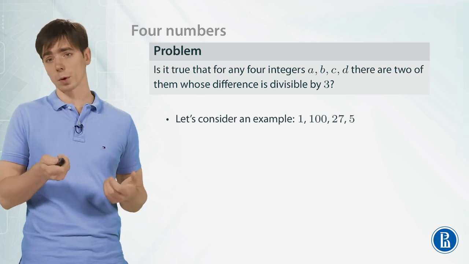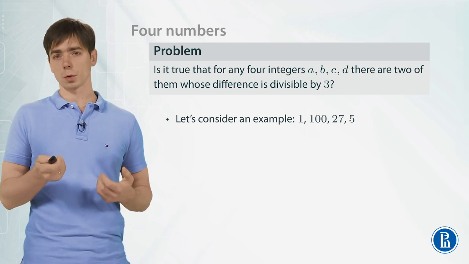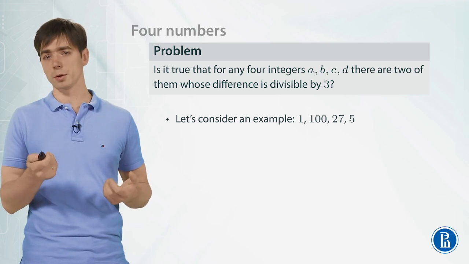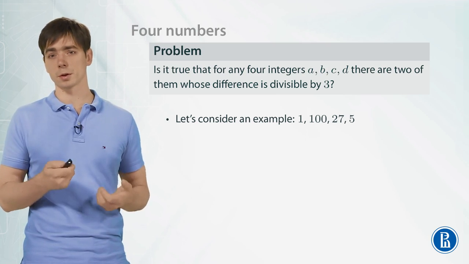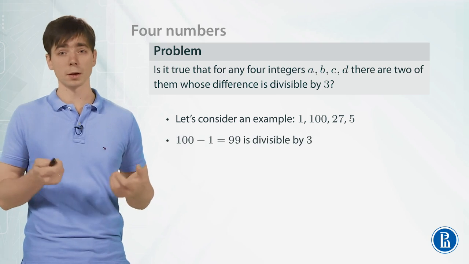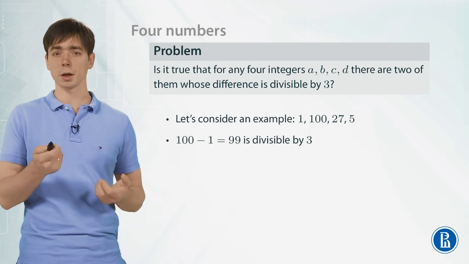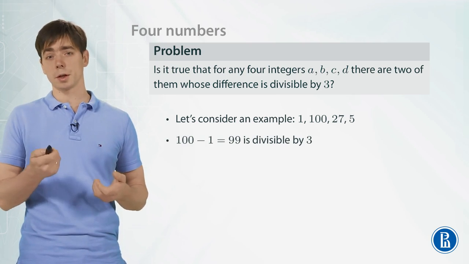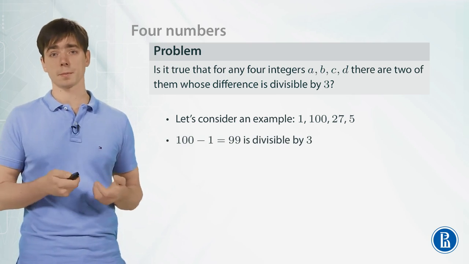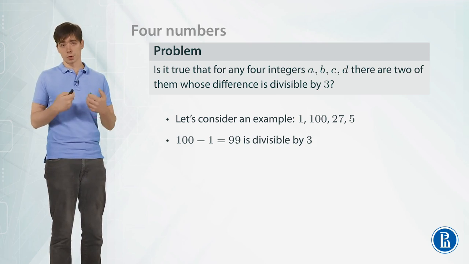Let's pick the numbers 1, 100, 27, and for example 5. Okay, let's look at these numbers. Can we find 2 of them that have a difference that is divisible by 3? And indeed we can. If we subtract 1 from 100, then we have 99, which is divisible by 3. 99 is 3 times 33. We tried to find a counterexample and we failed. So probably we should try to show that it is always the case.